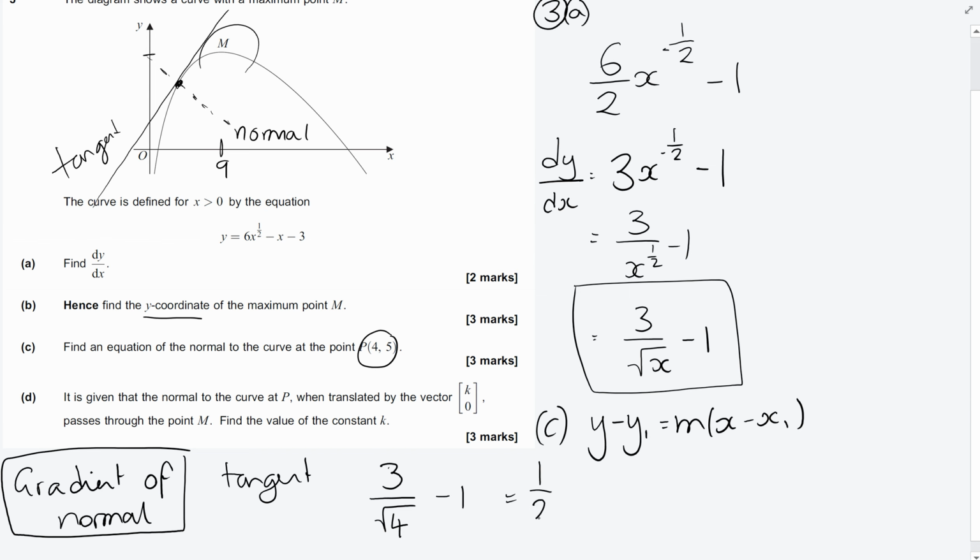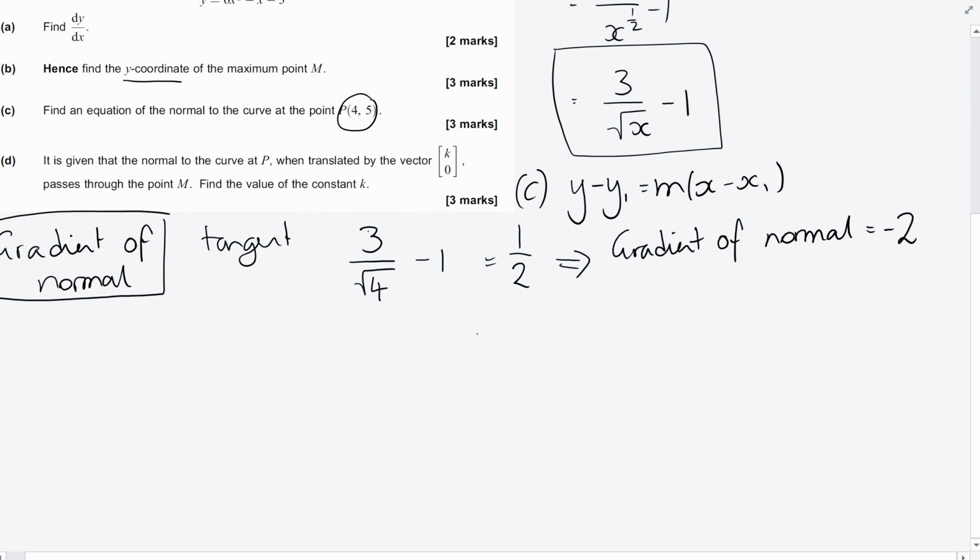So the gradient of the tangent is a half. Therefore, the gradient of the normal is the negative reciprocal of that. So flip it over and change the sign. So the gradient of the normal is minus 2.